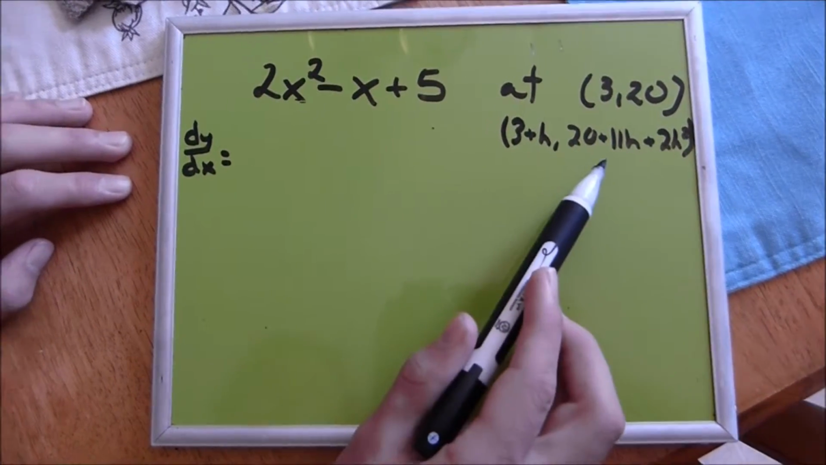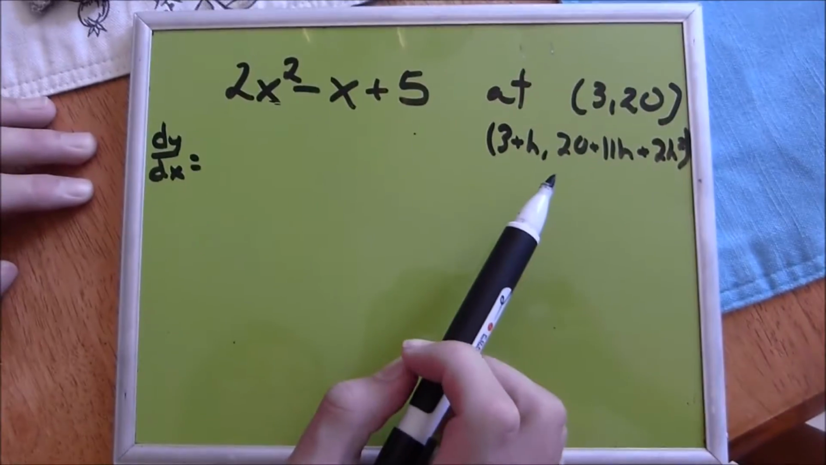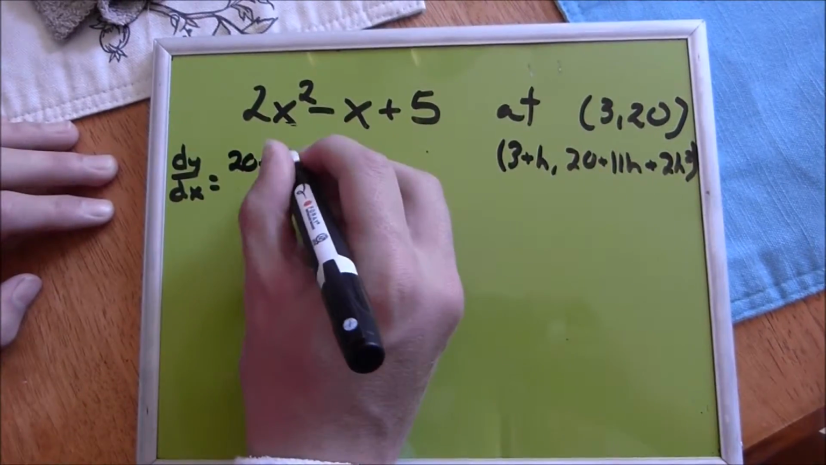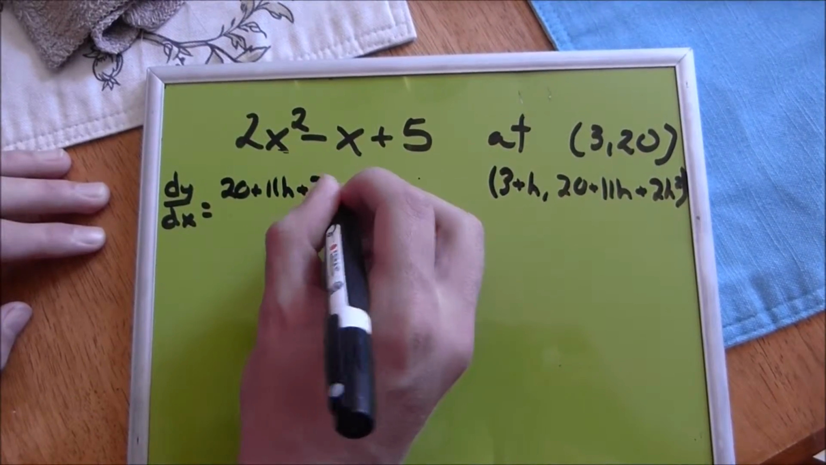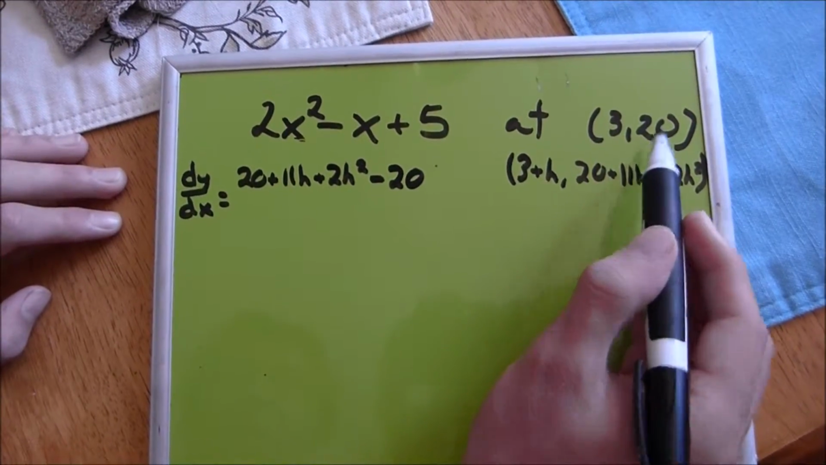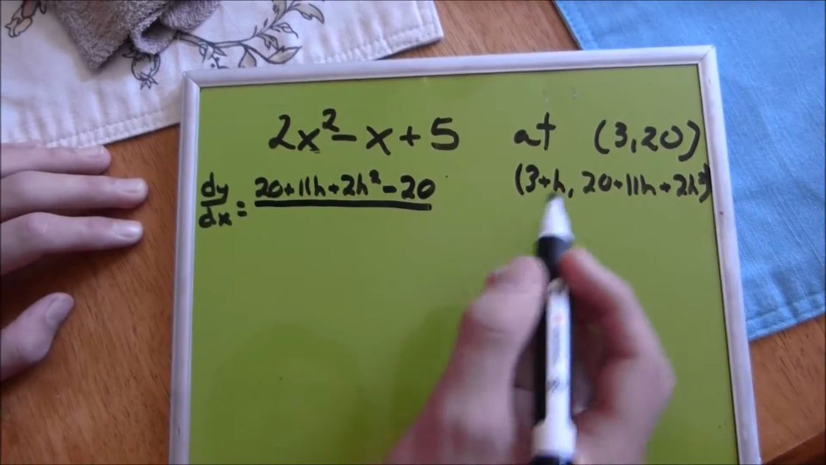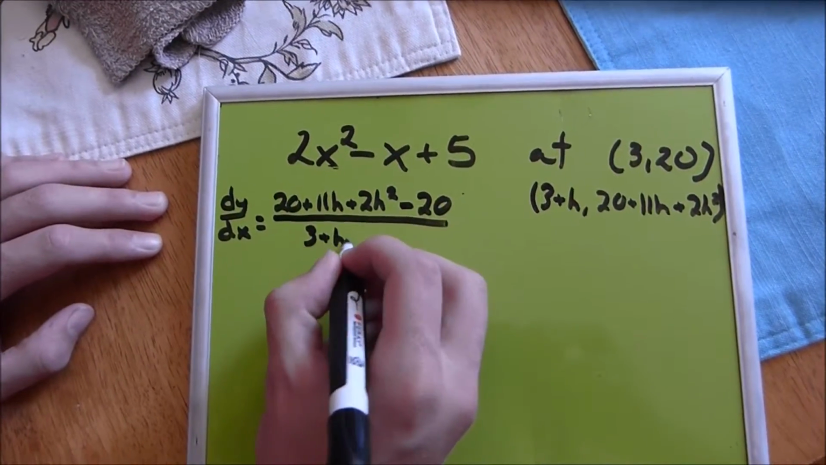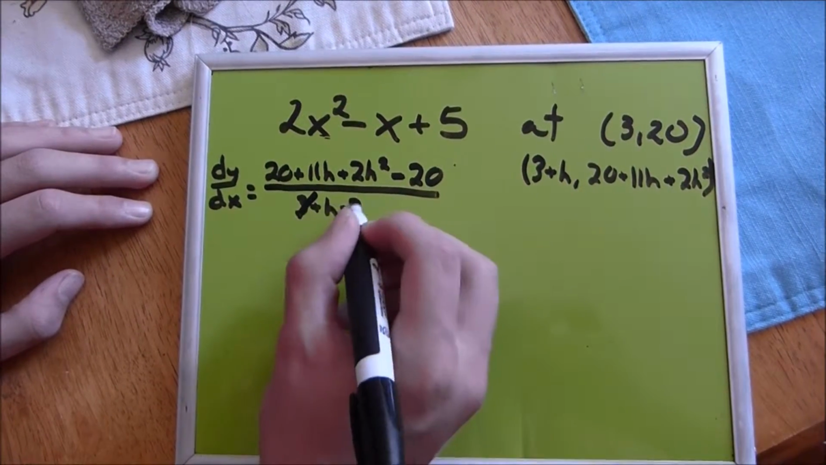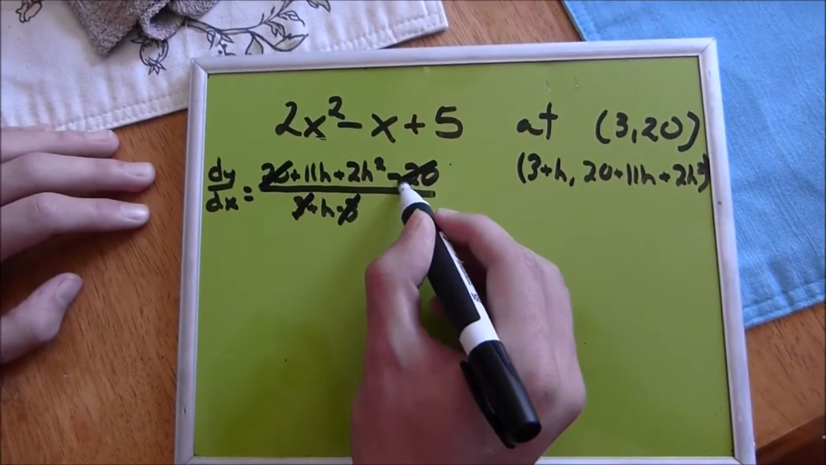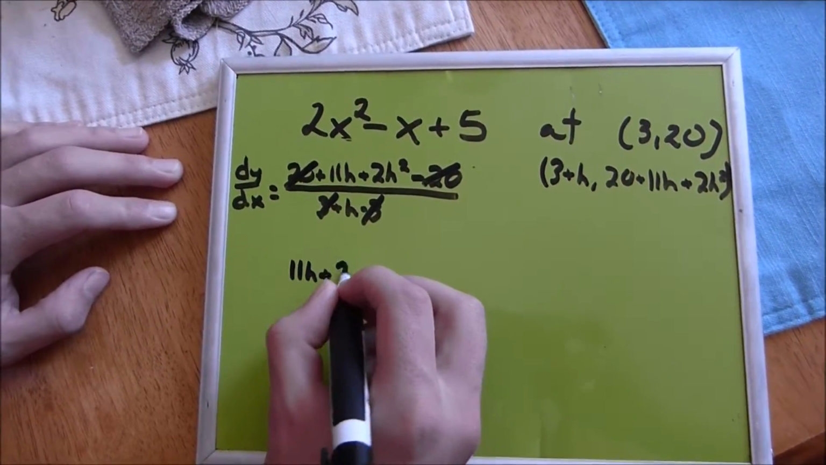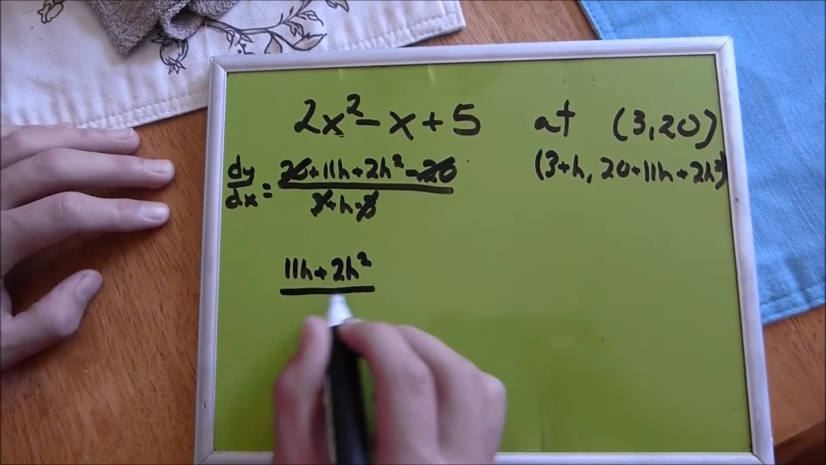Alright, so we're going to take the second y and subtract the first y. So it's going to be 20 plus 11h plus 2h squared minus 20, which is this first one, and put that over 3 plus h minus 3. Now it makes sense. So it all cancels out. Our 3's will cancel and our 20's will cancel out. So we're left with 11h plus 2h squared over h.